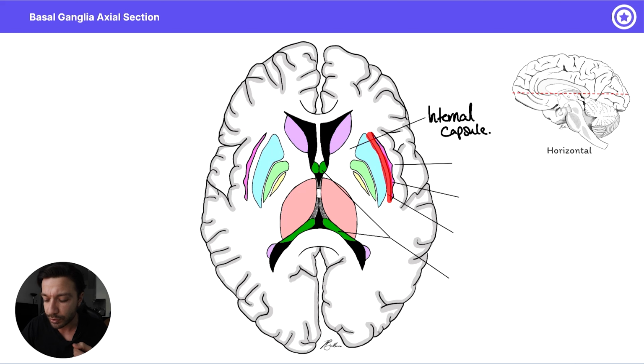If this is the internal capsule, we have that external capsule just outside of the putamen, and we have the claustrum right here, that thin sheet of gray matter. And then we have that extreme capsule between the claustrum and the insular cortex, because it's extremely out there.